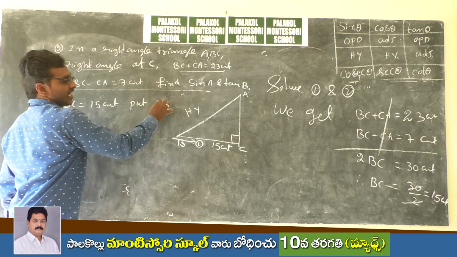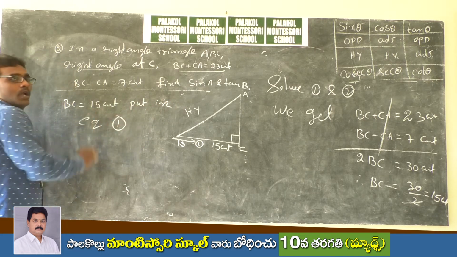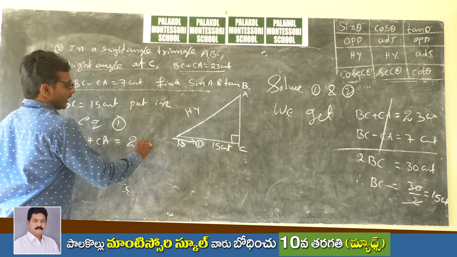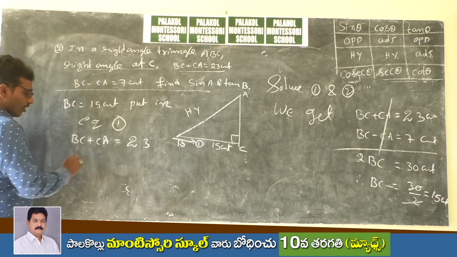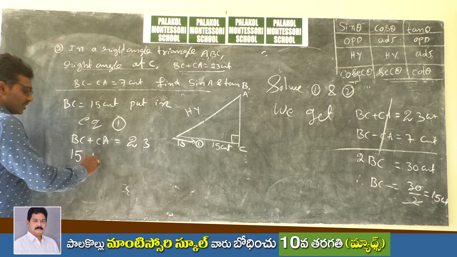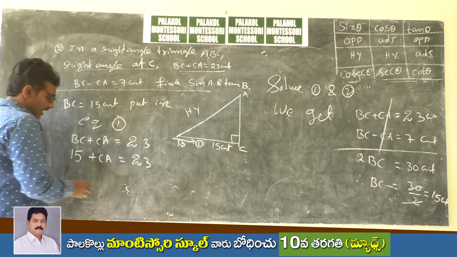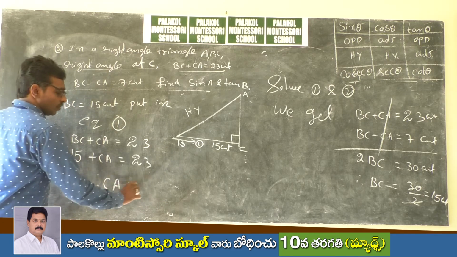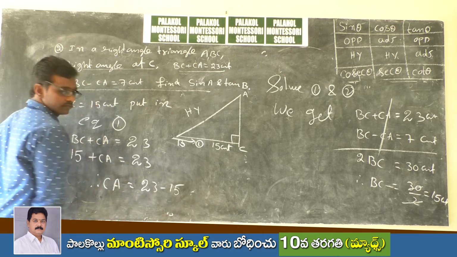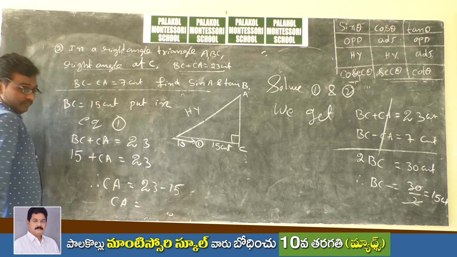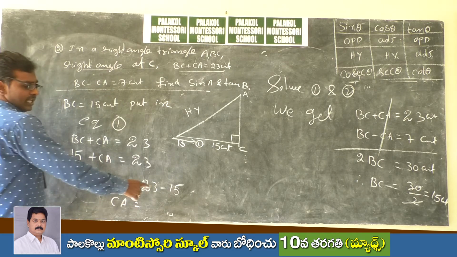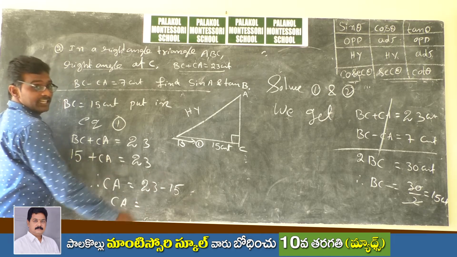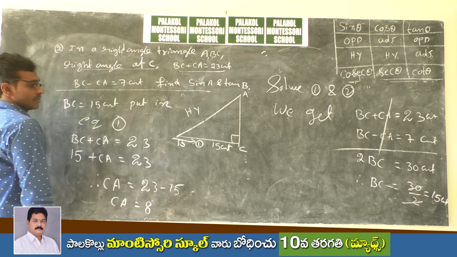Put in equation 1. What is equation 1? BC plus CA is equal to 23. BC value, how much is there? 15. 15 plus CA equal to 23. This is plus 15, that side minus 15. So therefore, CA is equal to 23 minus 15. So CA is equal to 8.